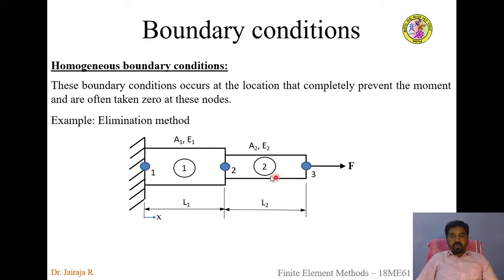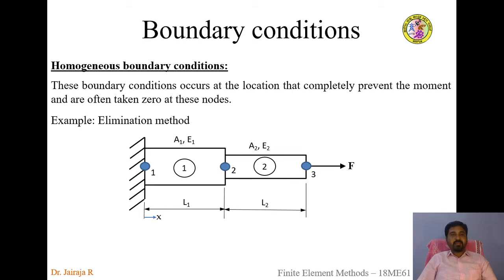Here is the same stepped bar of two elements with three nodes. Node 1 is fully fixed and at node 3 a force is applied. According to the elimination approach, since node 1 is fully fixed, U1 should be 0. That means the entire row 1 and entire column 1 in the global matrix can be eliminated, and the remaining matrix can be solved using the Gauss elimination method to obtain the displacements, strains and stresses.